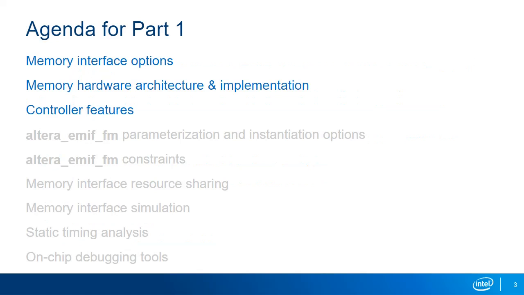Here's the full agenda for this training. This first part covers the options available for implementing memory interfaces in Intel Agilex FPGA devices, the EMIF architecture, and the features of the hard memory controller. Subsequent parts of this training, available on the Intel FPGA training website and linked at the end of this training, discuss the design flow for the Altera EMIF FM IP, how to share device resources between multiple interfaces, and verifying and debugging an Altera EMIF FM implementation.